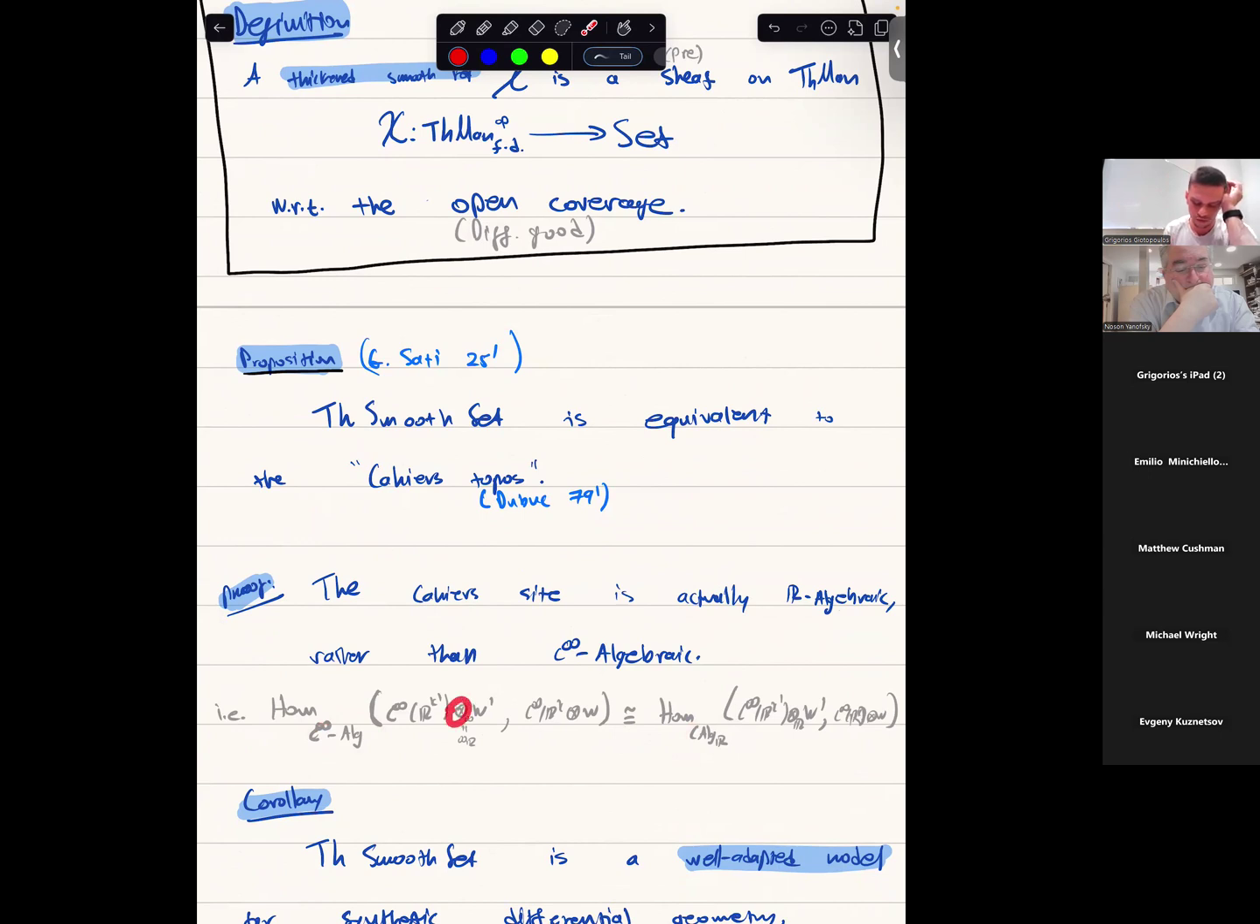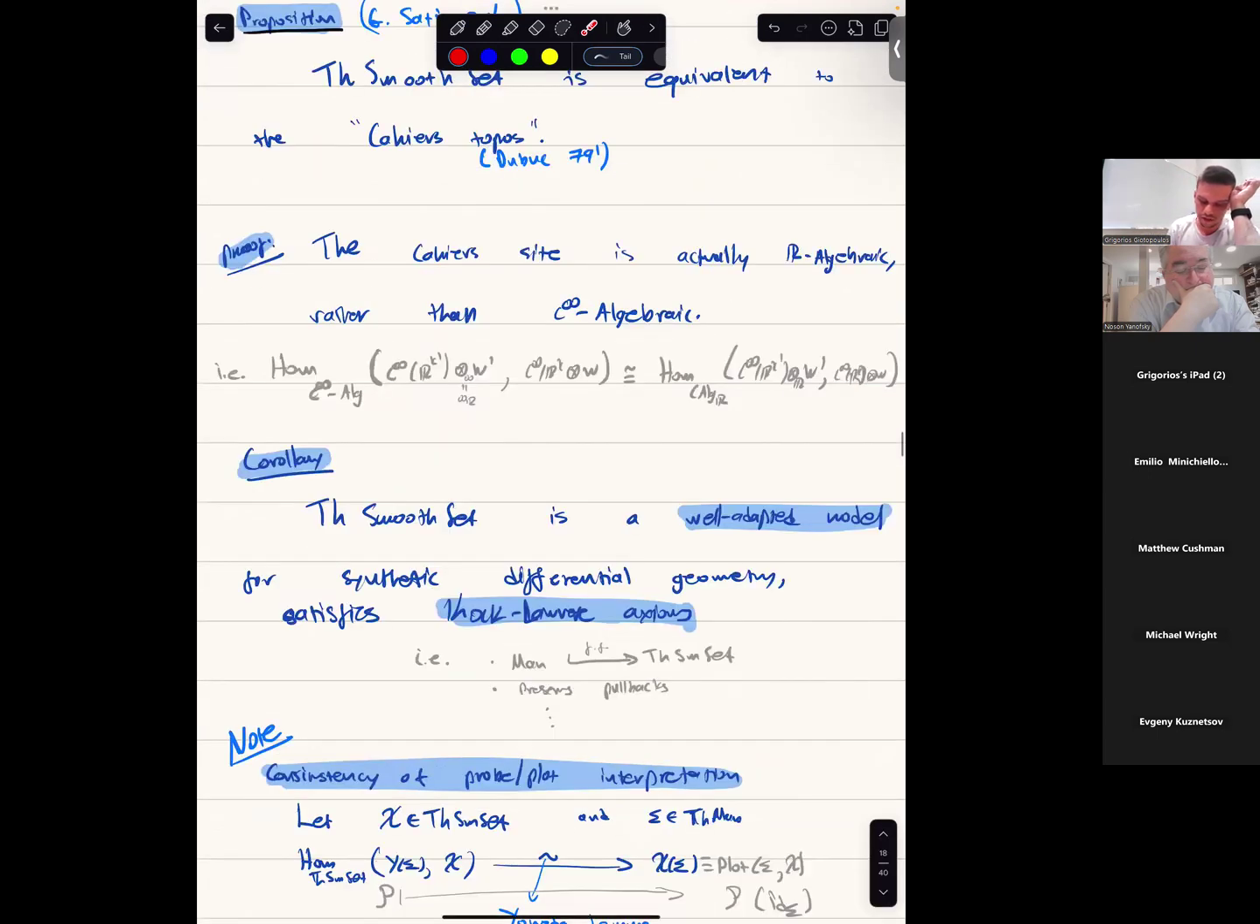It has a different tensor product, but that reduces to the tensor product over the reals for the specific objects that I've chosen. Furthermore, you can show that hom sets between them are exactly in bijection with commutative algebra maps. So actually the sites, the categories are equivalent. So this corollary says that thick and smooth sets, this simplistic model that I've told you, is a well-adapted model for synthetic differential geometry. It satisfies the Kock-Lawvere axioms because this topos satisfies them.